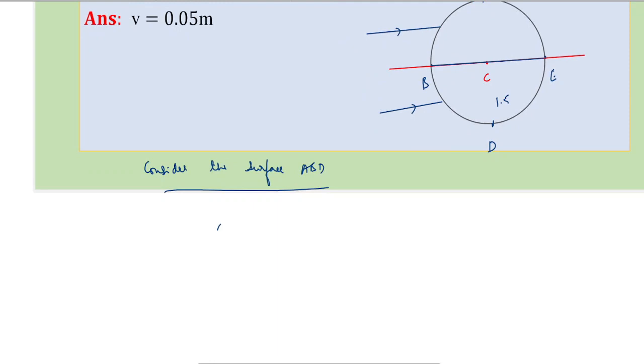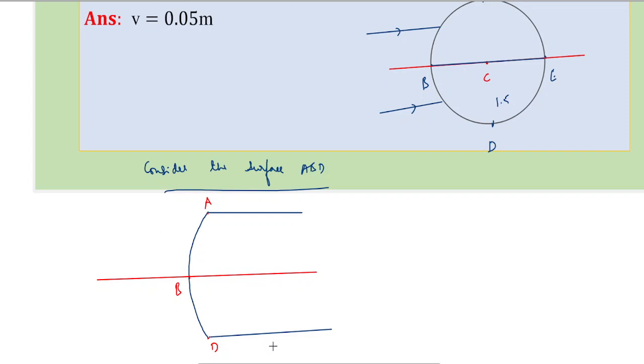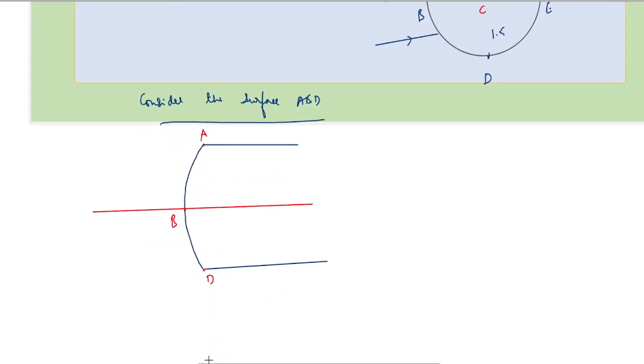For the surface ABD, we'll find what V is. This is point A, this is point B, this is point D, and this is the principal axis. Now for the surface ABD, B is its pole. The light rays falling are parallel, so for the first surface ABD, U is tending to infinity, and the center of this is somewhere here. This will be point C.